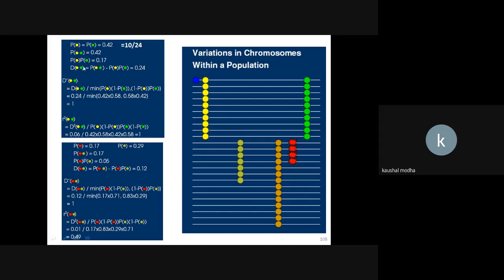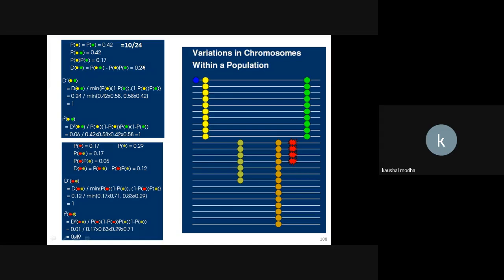Now we multiply their independent frequency. 0.42 multiplied by 0.42 is 0.17. Now let us apply the formula of D. D is equal to joint frequency minus multiplication of independent frequencies. That means D is equal to 0.42 minus 0.17. It is 0.24. So this is the raw D value we can calculate.